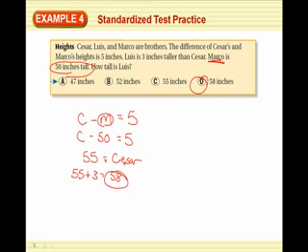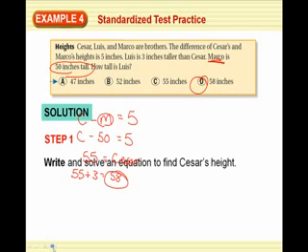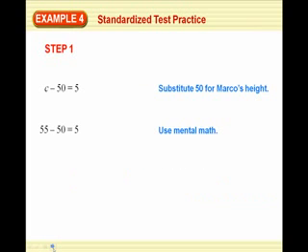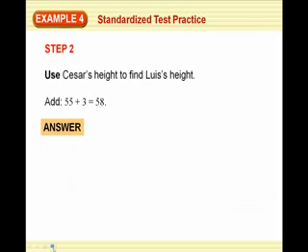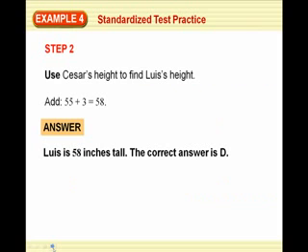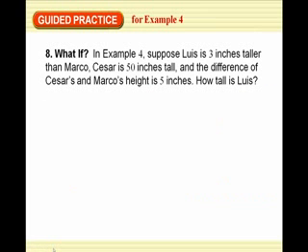And you know, there's different ways to solve. I always say that's the good and the bad thing about math, there's more than one way to do it. So let's see how they did it. Step 1, they found Caesar's height, which we did. They put in the 50, we did that, got 55, and then they added the 3, got the 58. Pretty good.